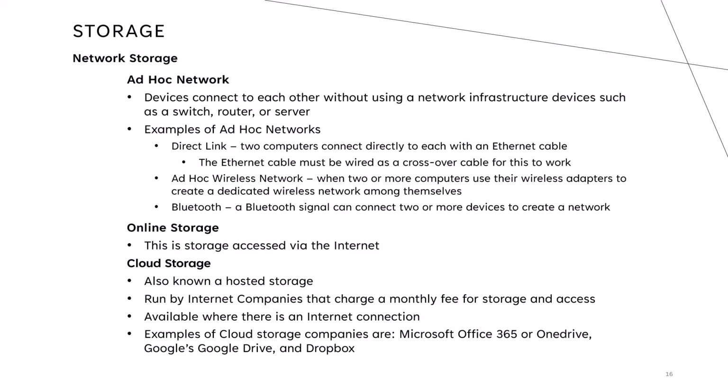Cloud storage is a special type of online storage. It's known as hosted storage. These are run by internet companies that charge a monthly fee for that access. It's available where there's an internet connection. If you're using a Chromebook, you're going to have to use cloud storage for most of your data. Cloud storage companies are Microsoft 365 or OneDrive, Google Drive, or Dropbox.